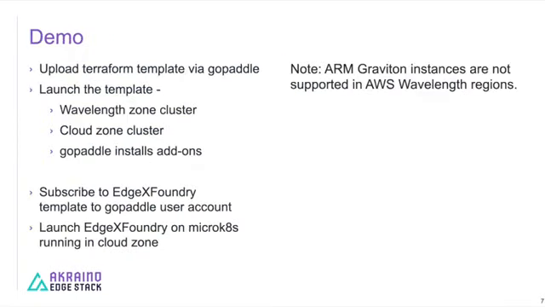Okay, let's get started with the demo. I'll be uploading the blueprint template as a Terraform template into the GoPaddle console. Then, using this template, I'm going to launch two MicroK8s clusters, one in the Wavelength zone and another in the cloud zone. Then I'll subscribe to the EdgeX Foundry template from the GoPaddle marketplace, and using that template, I'll launch EdgeX Foundry in one of these clusters.